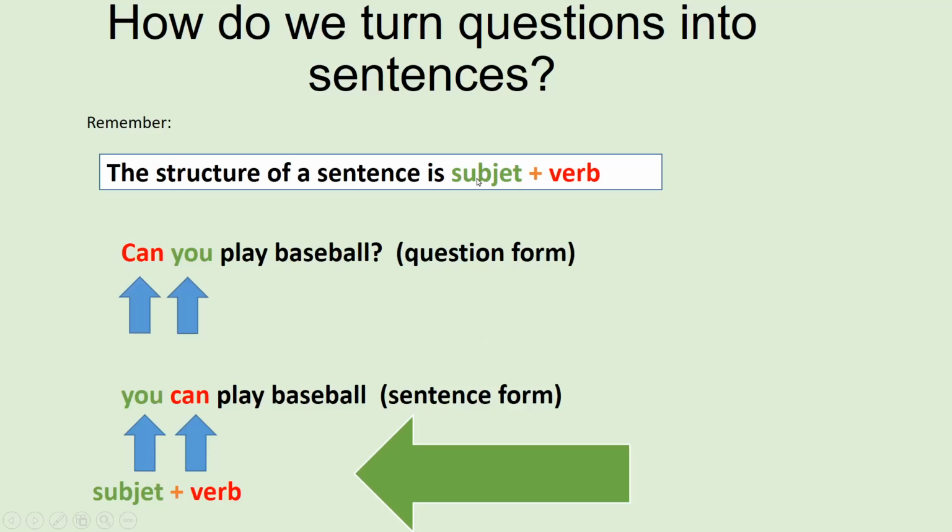So now, how do we turn questions into sentences? You need to remember that the structure of a sentence is subject plus verb. So the question form is the opposite. We have verb and subject. So we need subject plus verb. So in this case, you can play baseball is the sentence form.